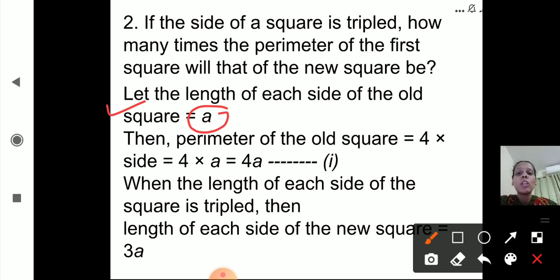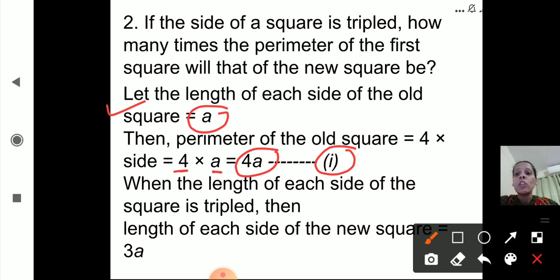Now what is the perimeter of the old square? What is the formula to find the perimeter of a square? 4 multiplied by side, right? So 4 multiplied by A, that is 4A. So this is the first statement. Let the length of each side of the old square be A. Perimeter is equal to 4 multiplied by side. Side is A, so 4 multiplied by A means 4A. This is the perimeter of the old square.